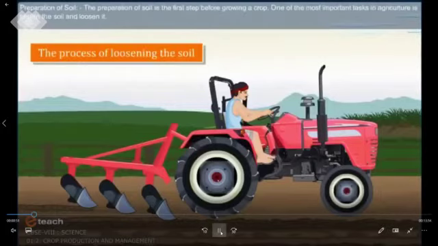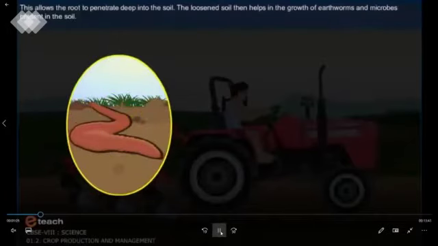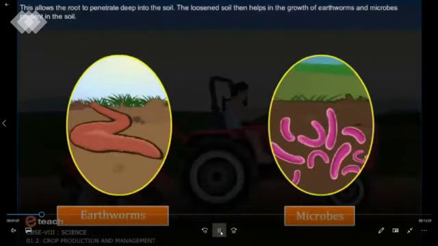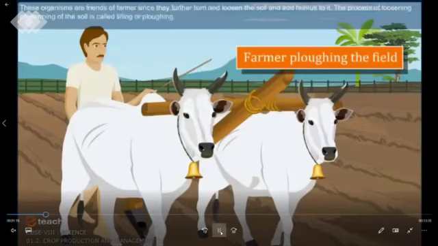The very first step is preparation of soil. The process of loosening the soil by ploughing and leveling is called preparation of soil. It is one of the important tasks in agricultural practices. This ploughing of soil allows the roots to penetrate deeper into the soil, and this loose soil helps in the growth of soil organisms like earthworms and soil microorganisms. These soil organisms are called friends of the farmer as they turn the soil, loosen the soil, and add manure to the soil.